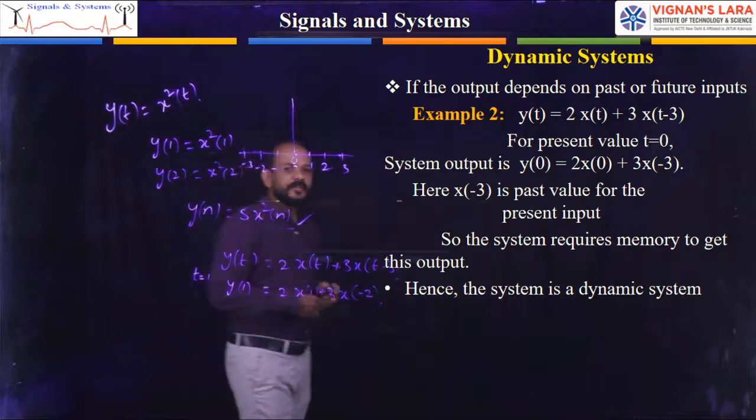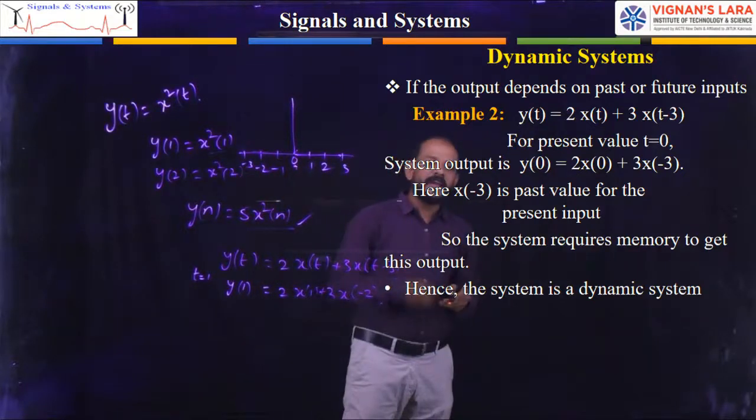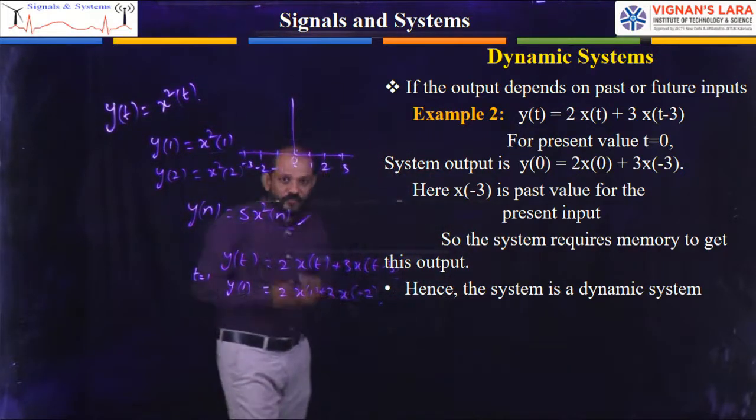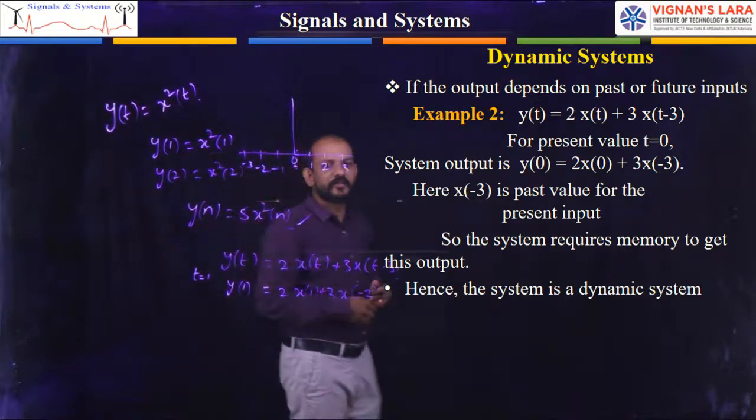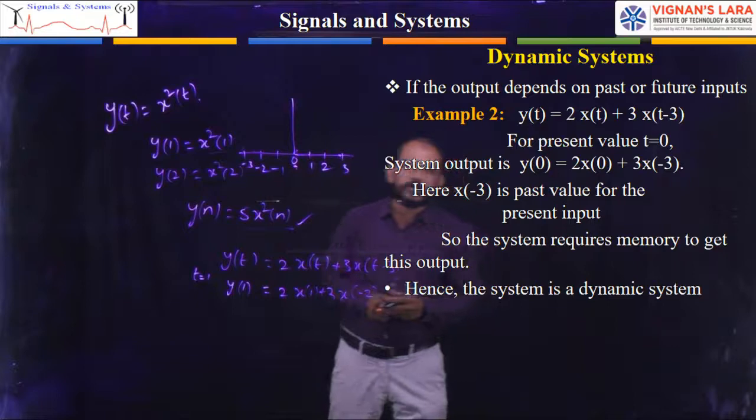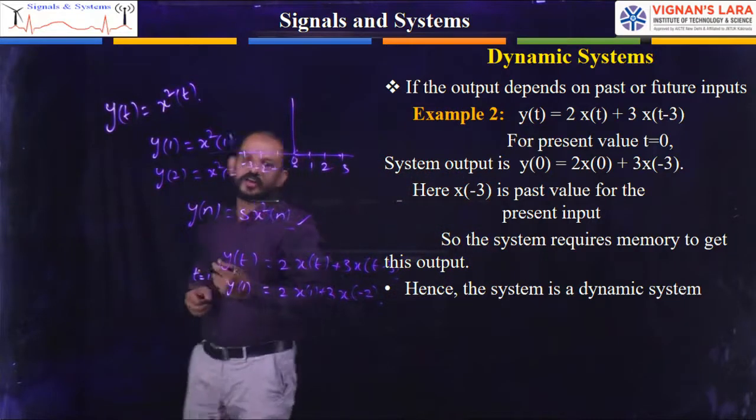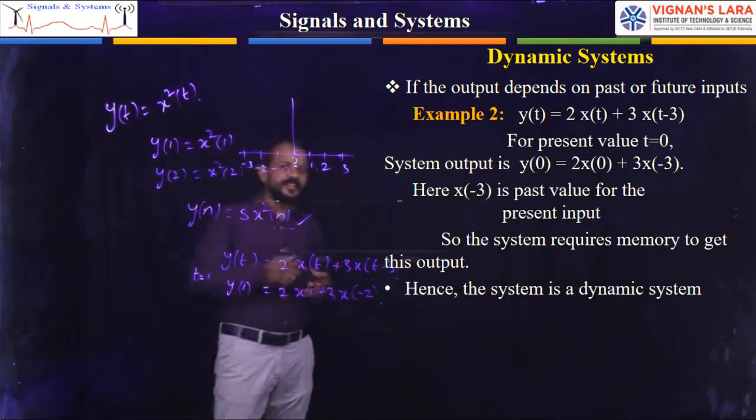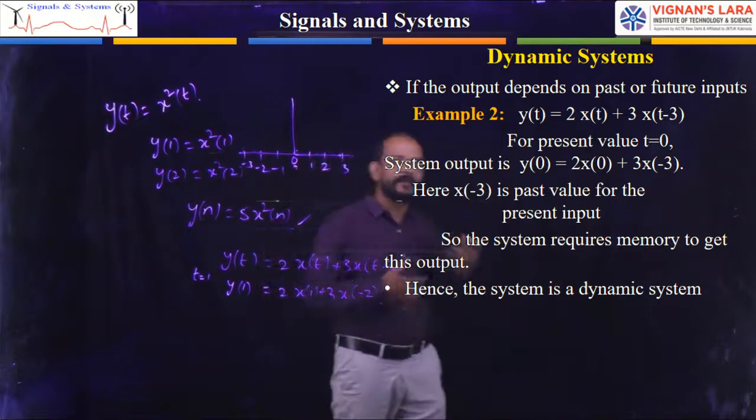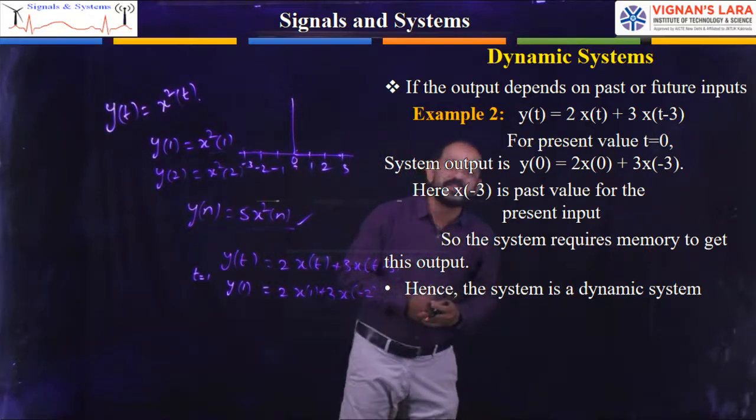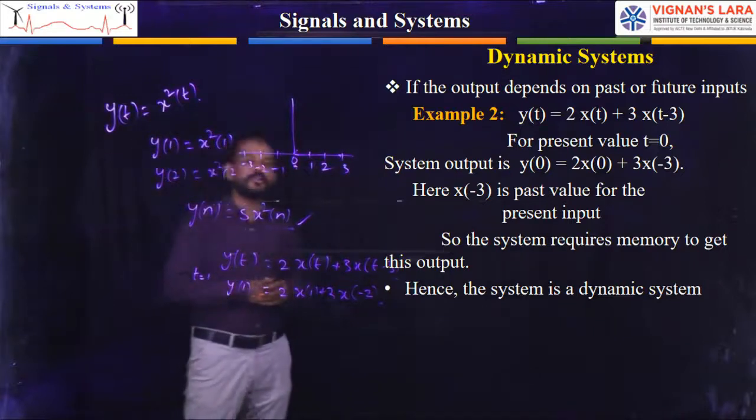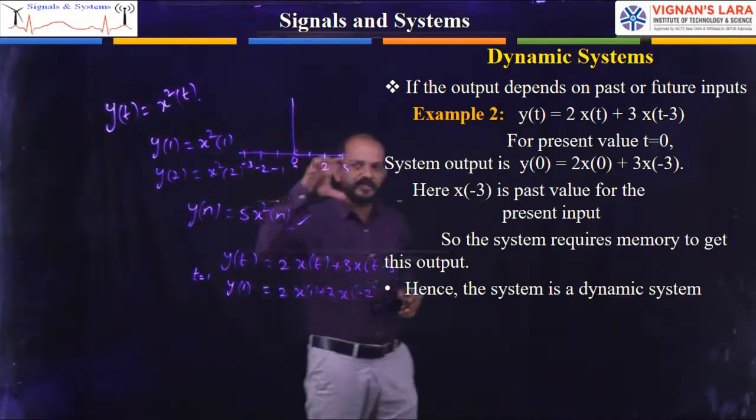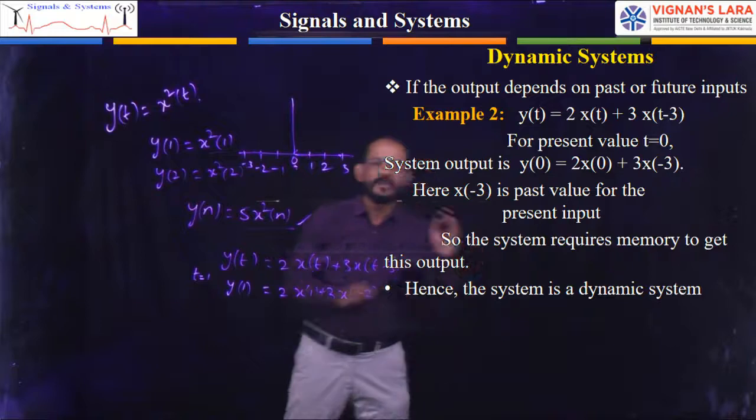So the system is said to be a dynamic system. For storing these past values, it needs some memory. The system requires memory because it needs the past values to give the perfect output. So it is also called a memory system. Hence, a dynamic system is also called a memory system.